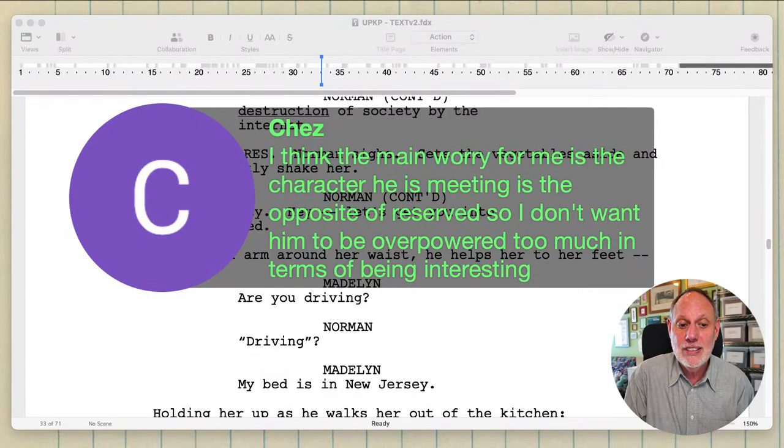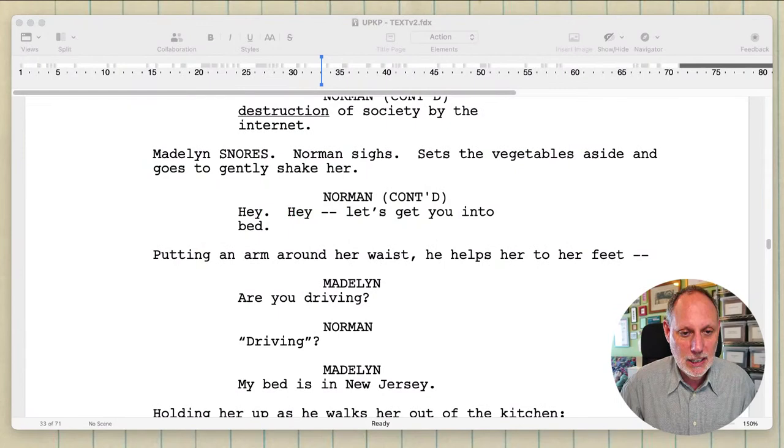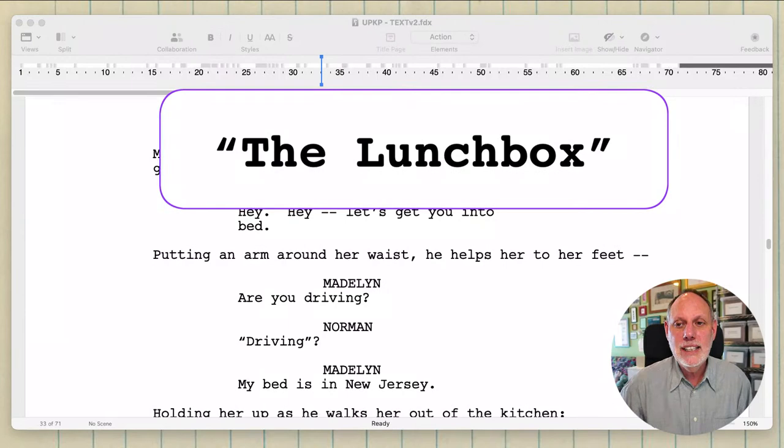Yay, love The Lunchbox. The Lunchbox is a dynamite movie. I strongly, strongly recommend it. Let's just show that again. The Lunchbox. If you want to see a great character story, which is just beautifully done by very small little actions, it's fabulous.